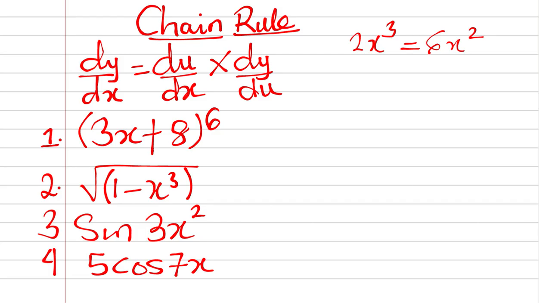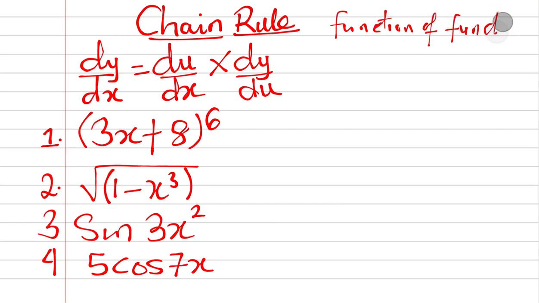Now another name for chain rule is called function of function. What does this mean? It means you have a function inside another function.